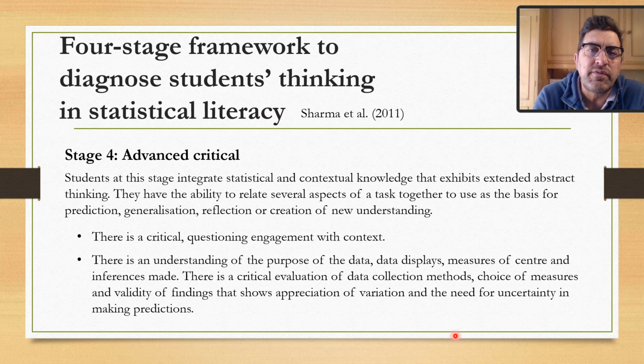Stage 4, the last of the 4-stage framework, is the advanced critical. Students at this stage integrate statistical and contextual knowledge that extends abstract thinking. They have the ability to relate several aspects of tasks together to use as a basis for prediction, for generalizing, for reflecting, or creating of new understanding. Okay, let's see how this happens.